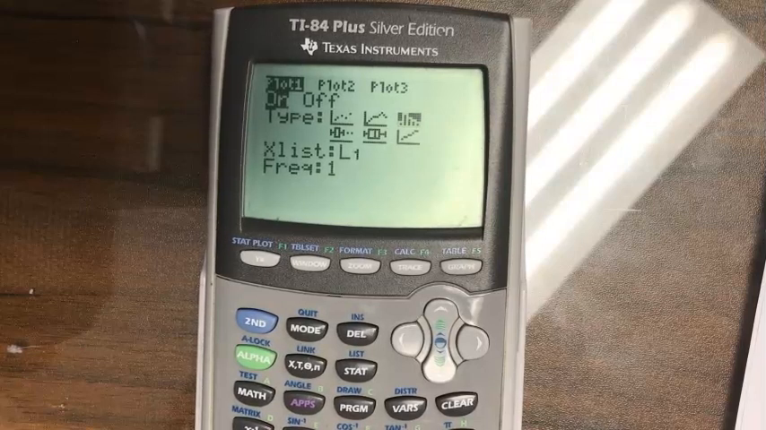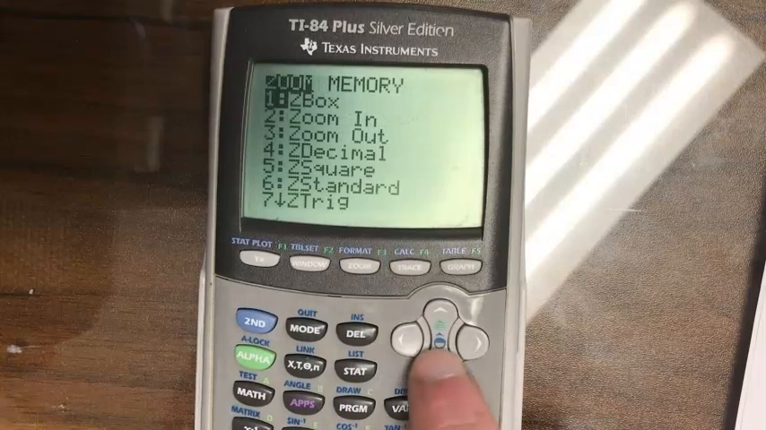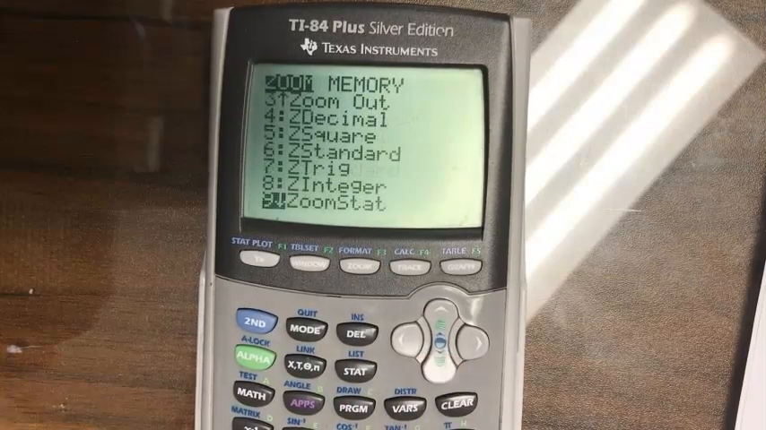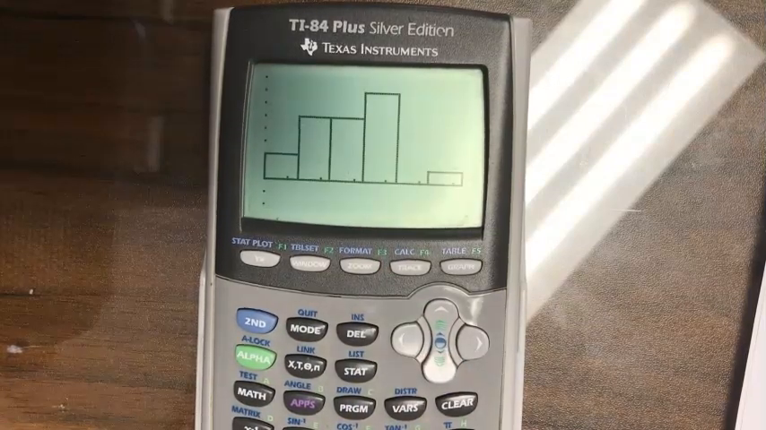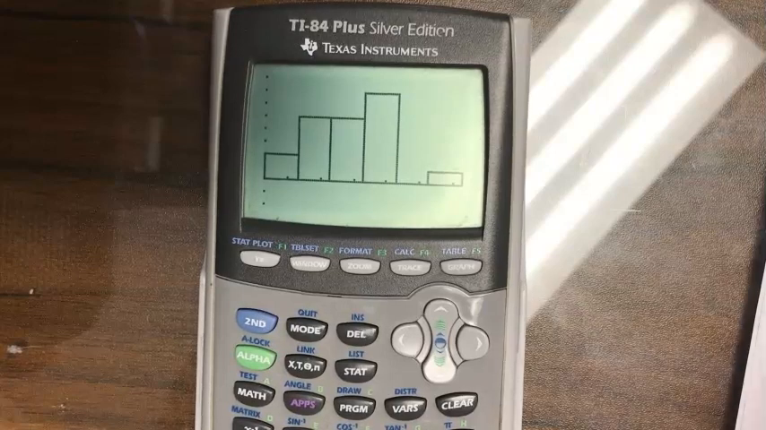First one is a histogram. And so I have the histogram. I'm going to hit zoom, and I'm going to choose option 9 for ZoomStat. If I do that, I see the histogram. Now, I'm not a fan of the histogram because the box widths are determined for you. I can't control them, but you can see what's going on there.